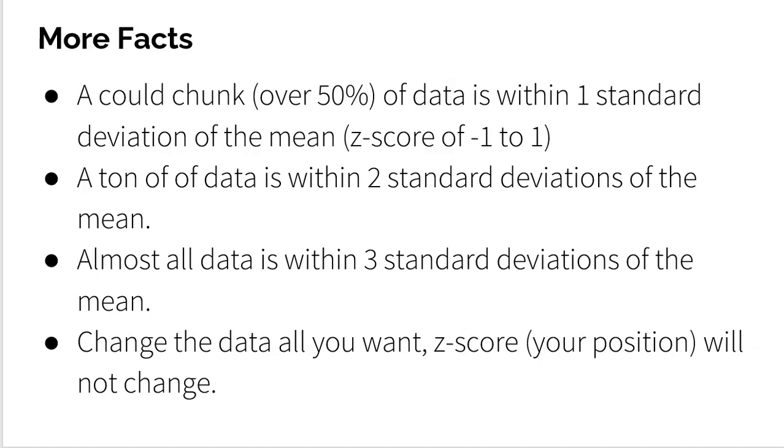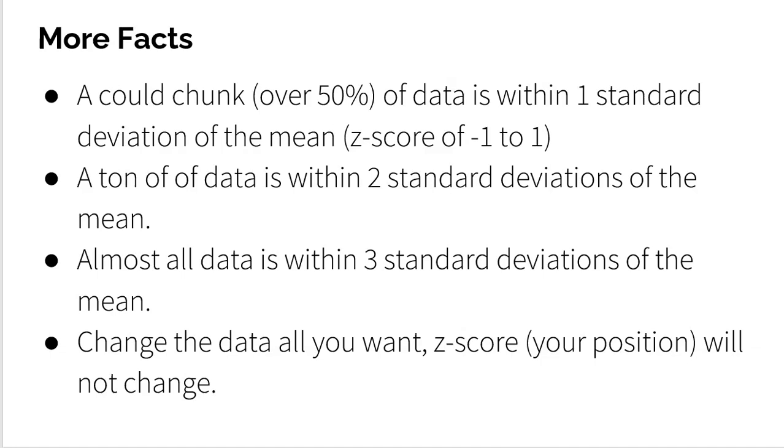All right, now a couple more facts. So we've already mentioned this, but I just want to keep reiterating it: over 50% of data is within 1 standard deviation of the mean. Again, a pretty big chunk of data. So that's a z-score of -1 to 1. If we expand that to 2 standard deviations from the mean, that's a ton of data. I don't want to give an exact percentage because it all depends, but there's a big chunk of data.